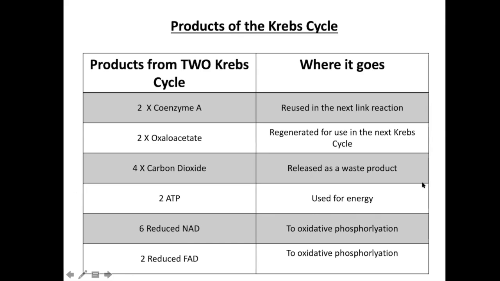So for one glucose molecule, we'll have 2 turns of the wheel or the cycle. So we'll get 2 coenzymes A, 2 oxaloacetate, 4 carbon dioxide. Remember I talked you through one cycle, had 2 carbon dioxide, 2 ATP, 6 reduced NAD, and 2 reduced FAD. That's per one glucose molecule, per 2 turns of the cycle.